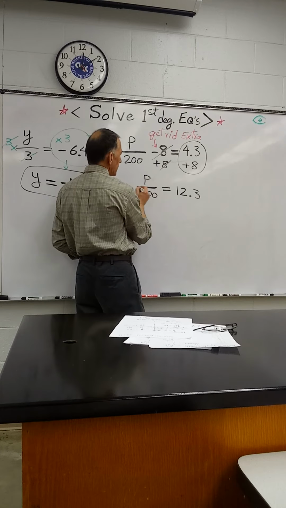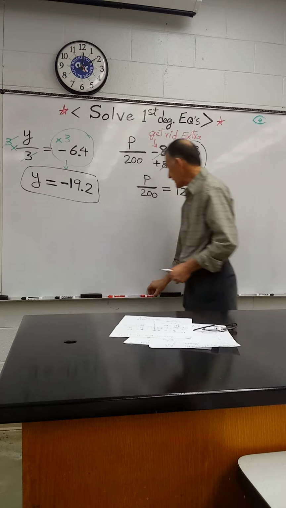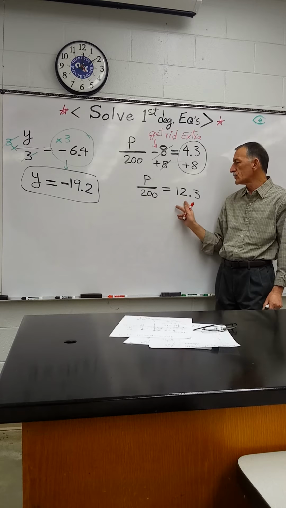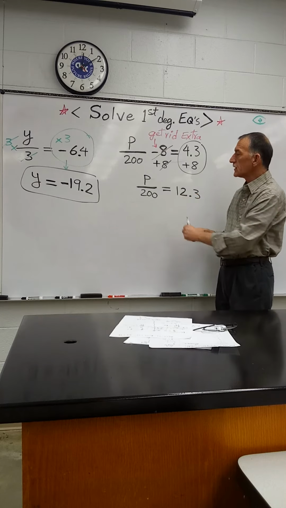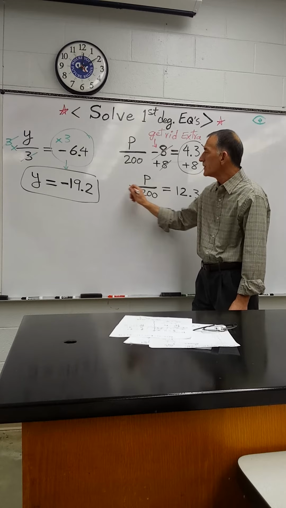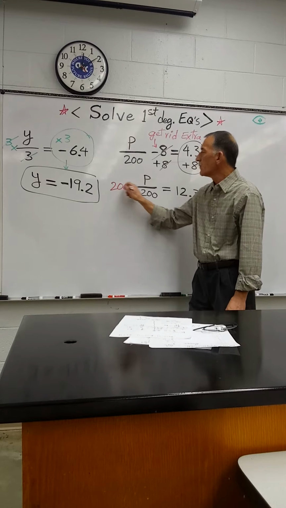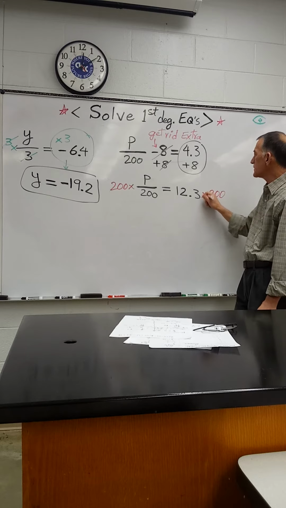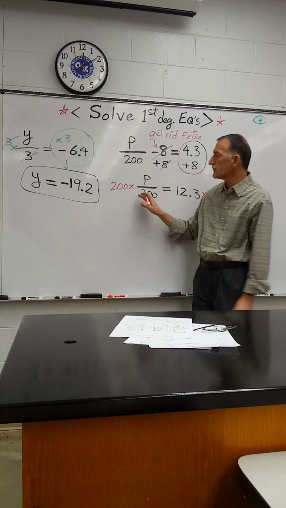this situation. Now you look at this and you say that's a division, correct? P over 200, that's a division equal to this number. That is a single term, so therefore I can multiply this side by 200, get rid of the fraction, multiply this side by 200, and get rid of the fraction. Well, this side doesn't have a fraction. That side you get rid of the denominator.